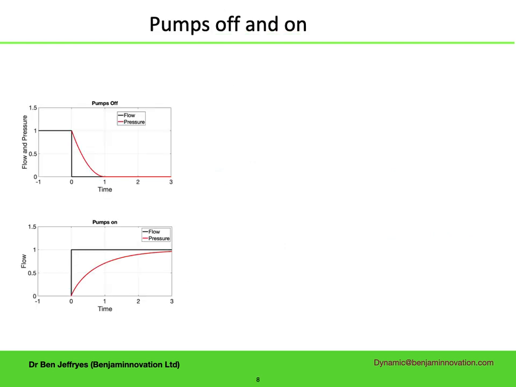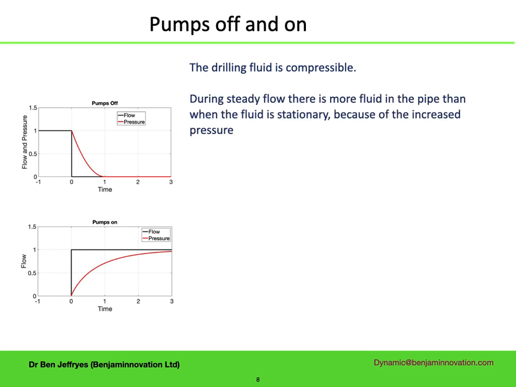Why does pressure take so long to respond, and why the difference between pumps off and pumps on? The reason is that the fluid in the pipe is compressible. When there is flowing fluid, the pressure is higher due to the bit pressure drop and the pressure drop along the pipe, which compresses the fluid, so there is more fluid in the pipe when the fluid is flowing than when it is stationary.